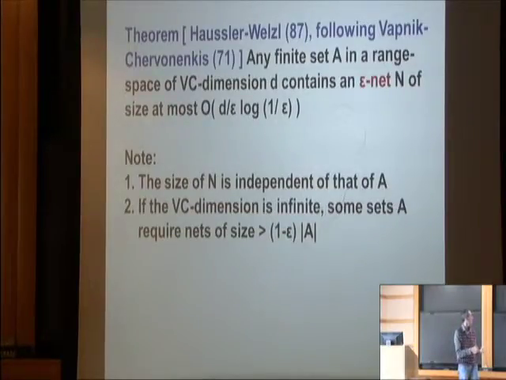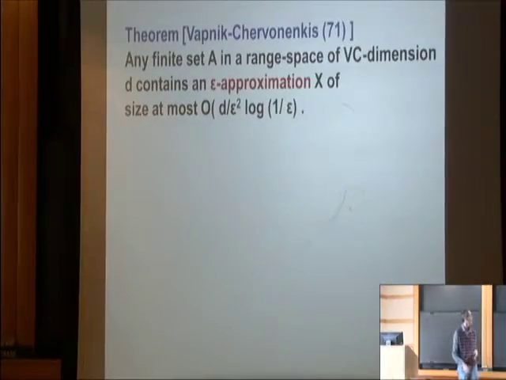Now, as I said, this is similar to the proof of Vapnik and Chervonenkis, and they proved more or less the same result for epsilon approximation. The estimate you get is a little different, but again, it's independent of the size of the set. If you have a big finite set in a range space of bounded VC dimension, then it always has an epsilon approximation of size at most a constant times d over epsilon squared, log of 1 over epsilon. So again, just a function of the VC dimension and of epsilon. And again, a random set with high probability will have this property.